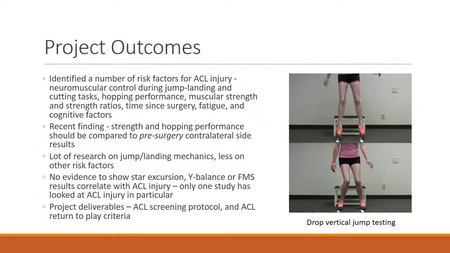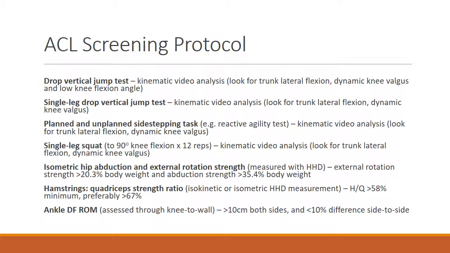So the things that I wanted to deliver to the Sevens, and to be able to sort of talk about my findings a bit more, we're going to go through an ACL screening protocol I came up with based on the literature, and also some return to play criteria for preventing secondary injury. So in terms of the ACL screening protocol, this would be for people who haven't had an ACL injury before, and this is just trying to identify people who might be at high risk. So the first, we have a series of seven tests here that the research has shown fairly strongly would be potentially involved in ACL injury.